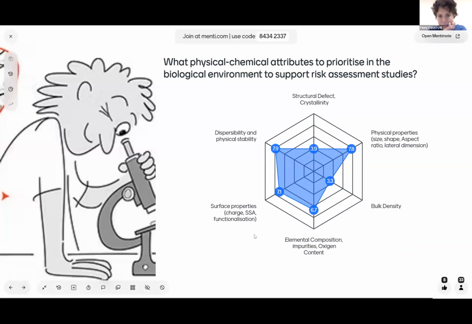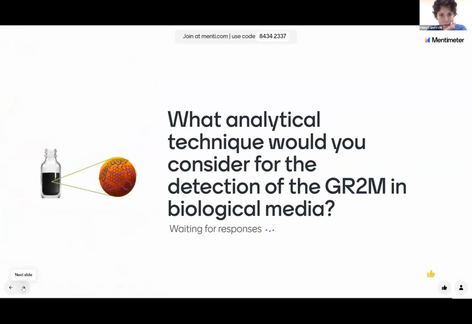Let's go. It seems that the dispersibility, the physical stability, physical properties, surface properties, and also elemental composition are very important. Thanks. Then we go with, okay, that was not the last. This I think is the last. Are there some analytical techniques that you would consider for the detection or for the analysis of the stability of the graphene-related material in biological media?